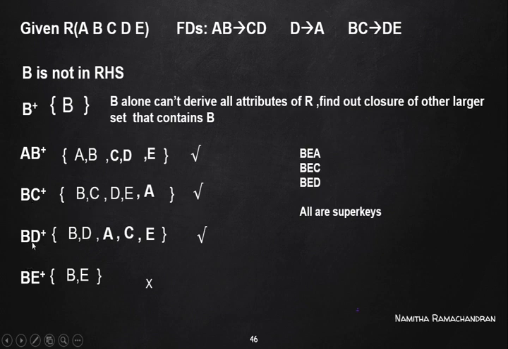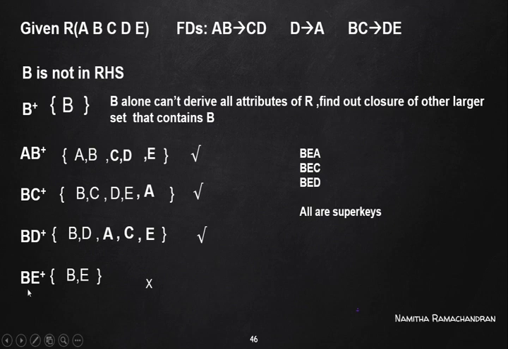And for this BD also, B is present in the LHS part of the given dependencies and D is also present here in the LHS part. So there may be a chance to form the candidate key. BD may be a candidate key. So derive the closure and conclude whether it is a candidate key or not.